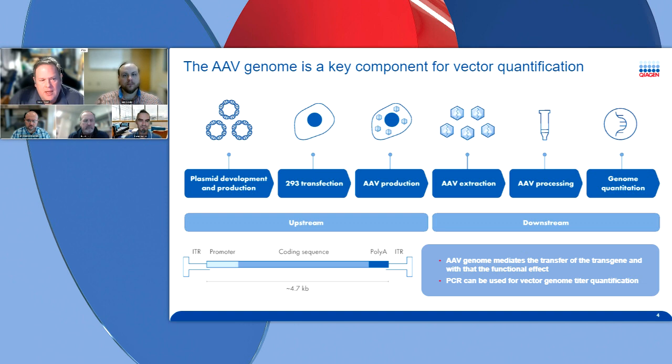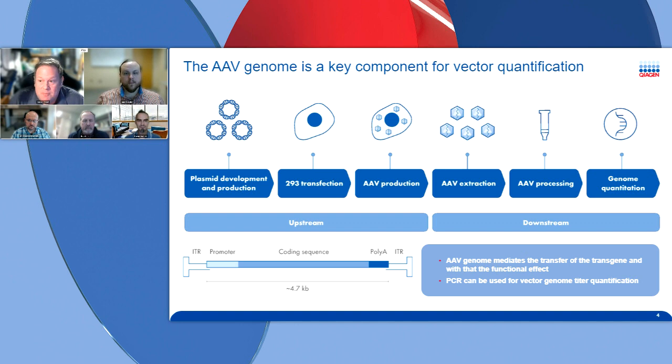There's some upstream with the plasmid development, the transfection and actual production of the cells, and then more the downstream, where we talk about extraction, processing. And what we want to focus on today is some of the analytics and genome quantification. The AAV genome itself is what mediates the transfer of the transgene and basically gives the functionality for the gene therapy. So it's an important piece of that, and that's what can be used for detection. So having it properly quantified is extremely important for safety and efficacy, to make sure that the dosing is correct.